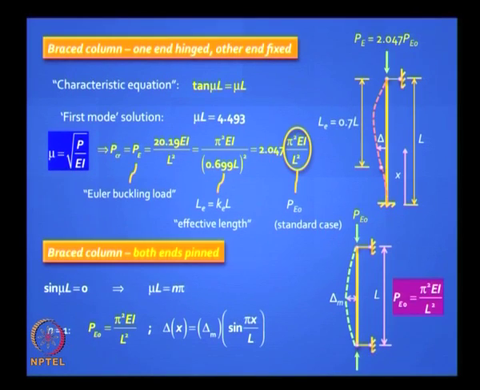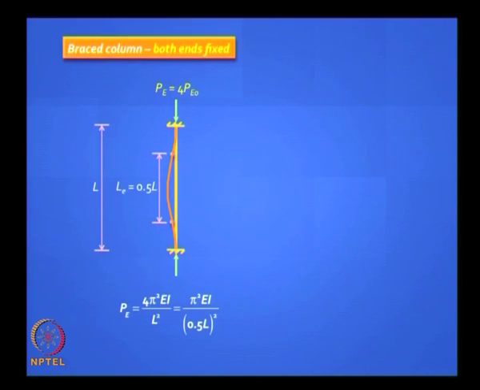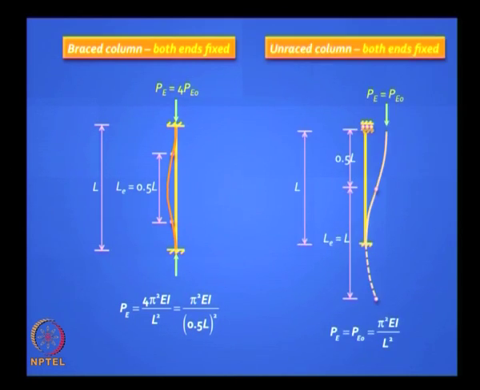So similarly for a braced column, for both ends pinned, you know that the mode shape is sinusoidal, this is the standard solution. If you have both ends fixed, you know the effective length ratio is 0.5, and so you get 4 times the standard case critical buckling load. If you have a guided fixed support, it's very interesting, that is the bottom is fixed, the top is fixed, but the top is free to translate.